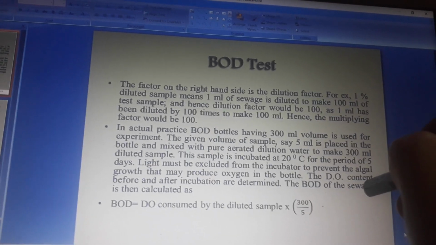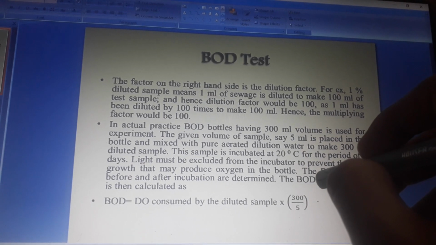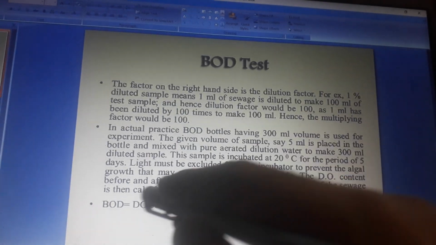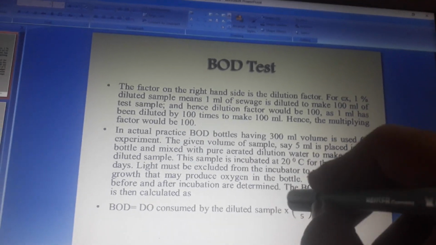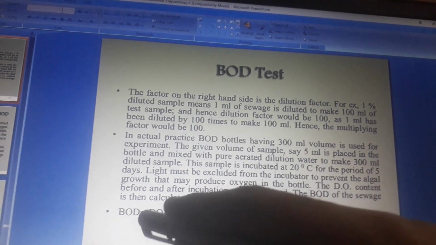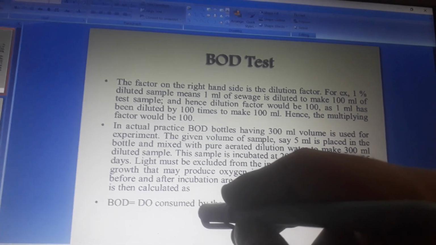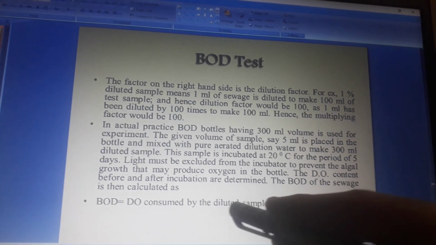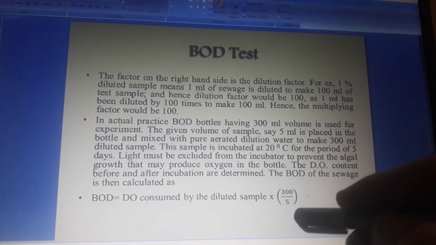Dissolved oxygen content before and after incubation are determined. BOD of sewage is then calculated as BOD is equal to dissolved oxygen consumed by diluted sample into 300 by 5.